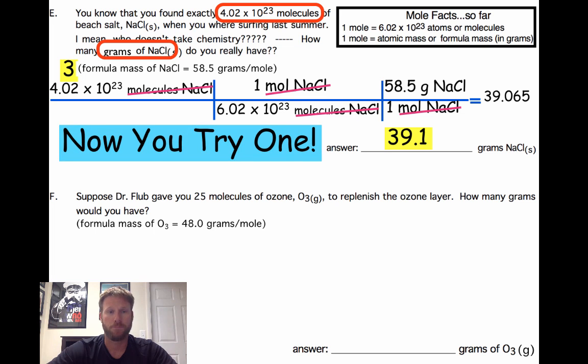Okay, now it's your turn. Convert 25 molecules of ozone to grams of ozone.